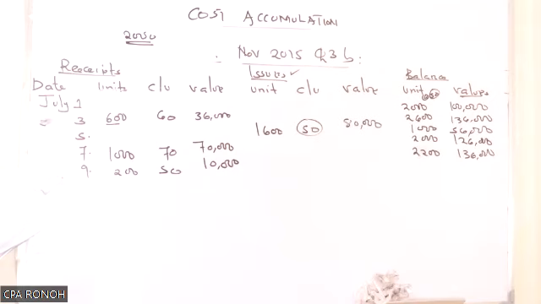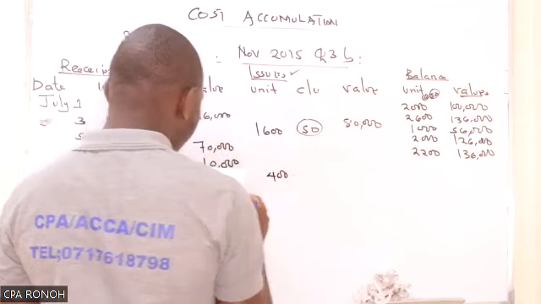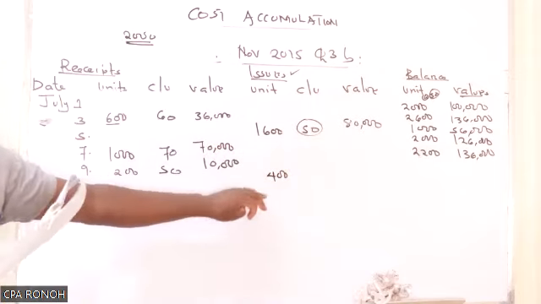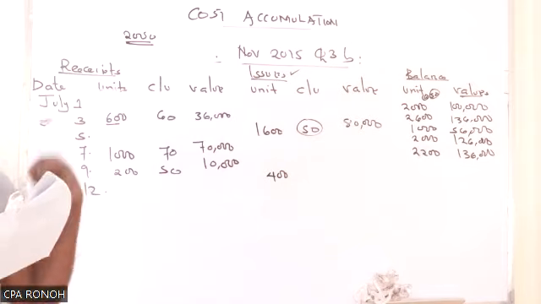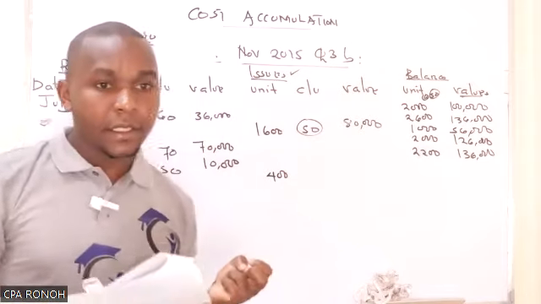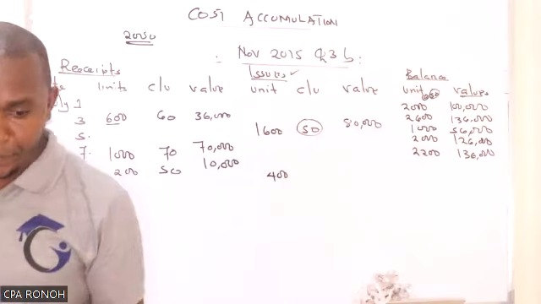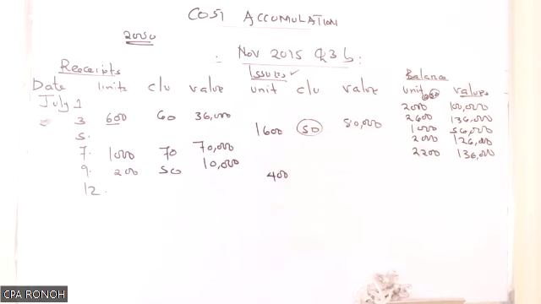After date 9, we go to date 12. On date 12 we issue 400 units. In these 400 units, you look at whether we have exhausted the first batch, or whether we add in the opening balances. Have we exhausted? No, we have not exhausted. We are remaining with 200.